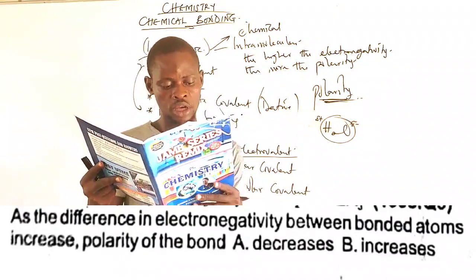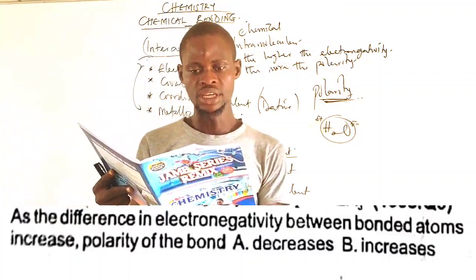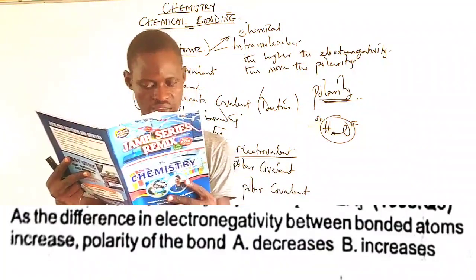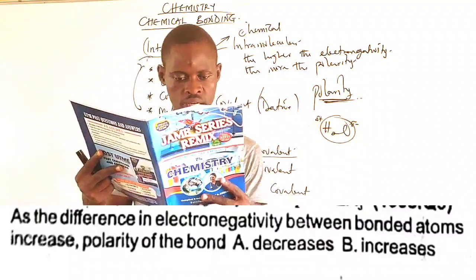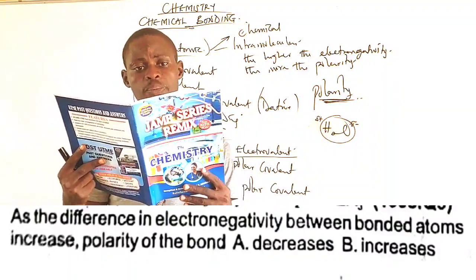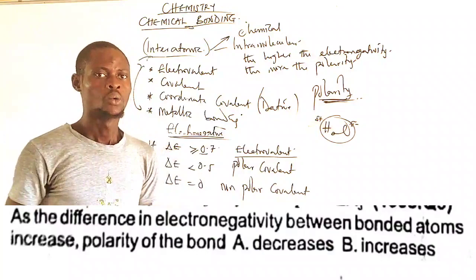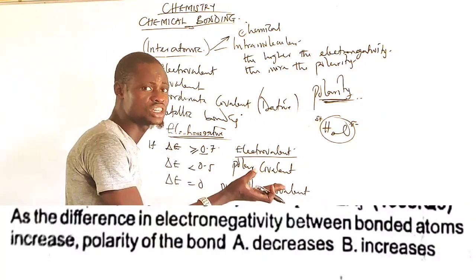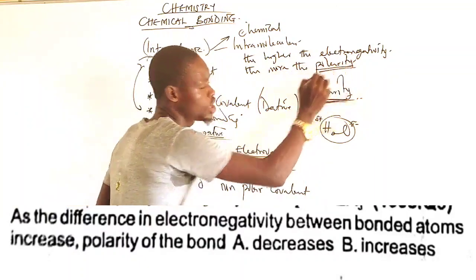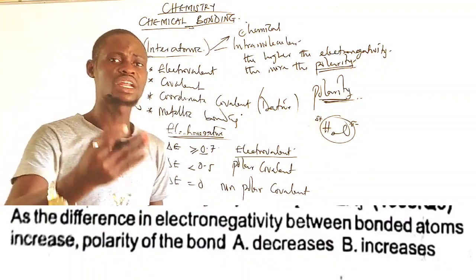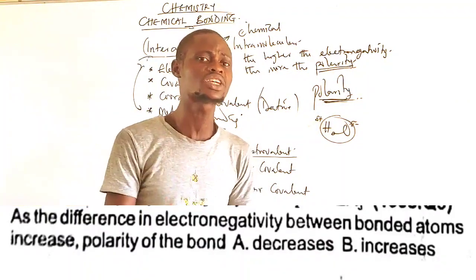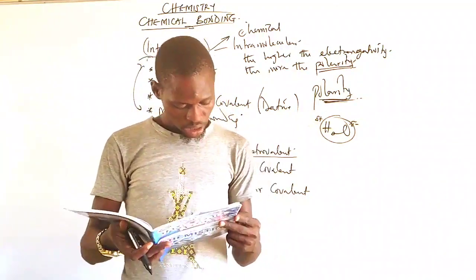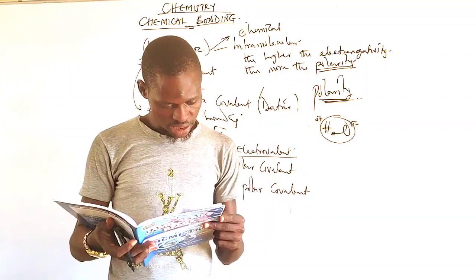Option A, polarity will decrease; B, increase; C, remain unchanged; and option D, the polarity reduces to 0. What is the answer? Our answer should be, as the difference in electronegativity value increases, the polarity of the bond will also increase. So when the difference in electronegativity value decreases, the polarity of the bond will decrease. I think I saw another question about that, which they asked in JAM.